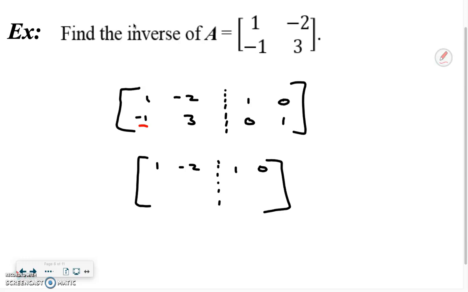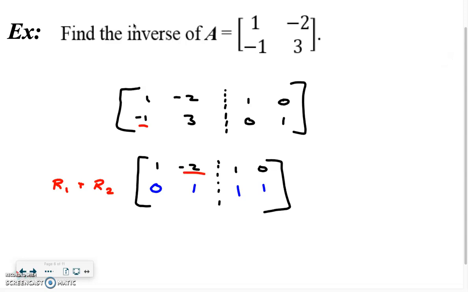My second row, though, what do we think? How can I turn a -1 into a 0? So we're thinking that we're going to add all of row 1 plus all of row 2. All right, so 1 plus -1, 0. -2 plus 3, 1. 1 plus 0, 1. 0 plus 1, 1. Row 2, column 2, we weren't really targeting that, but it became a 1 anyway.